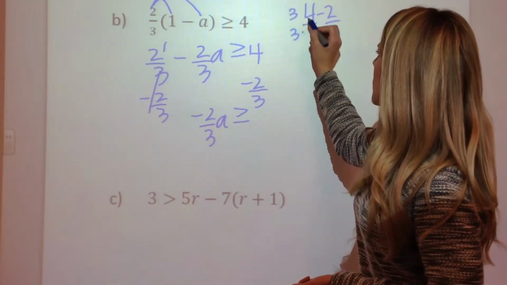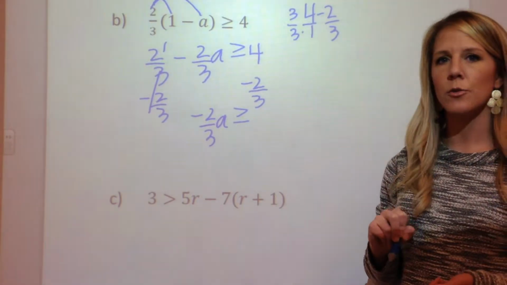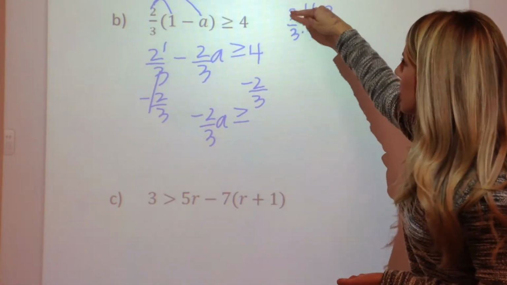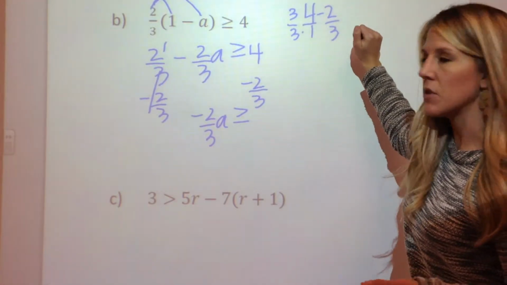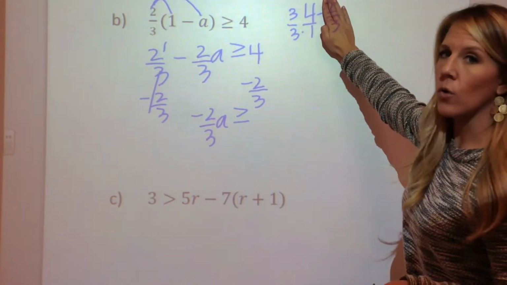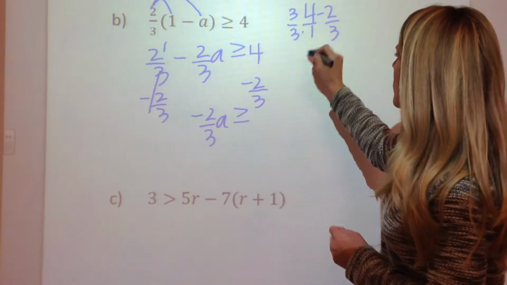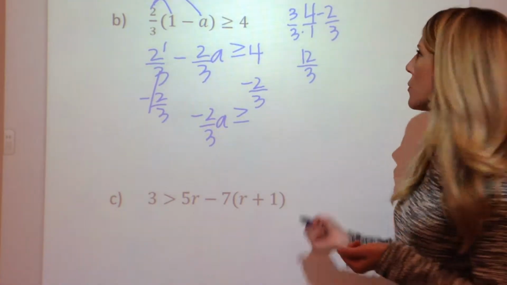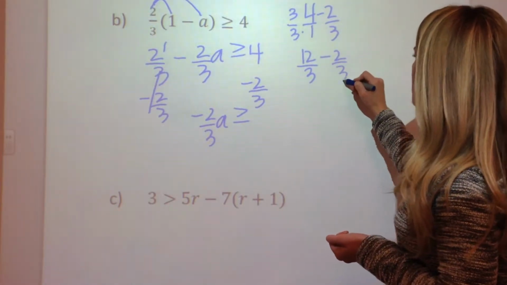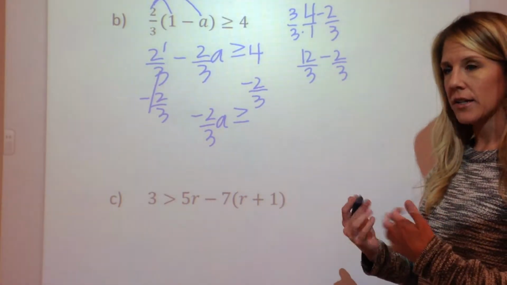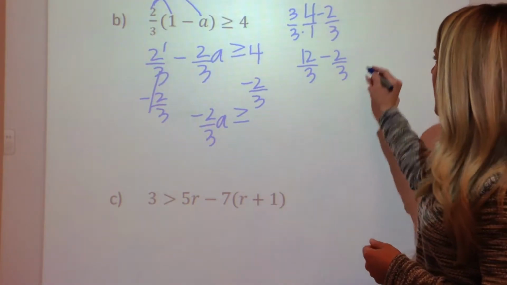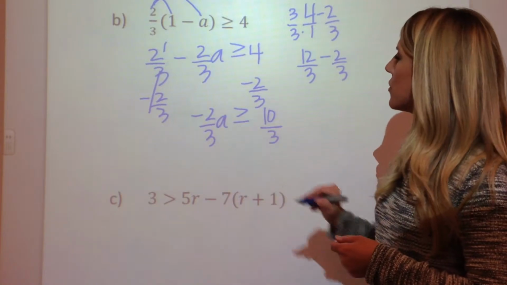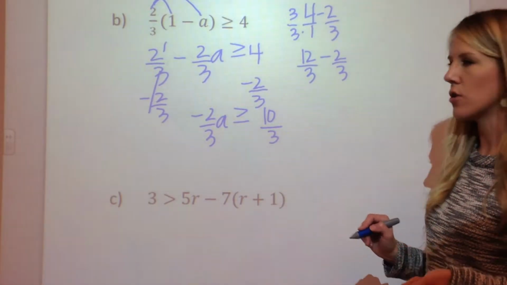So if I multiply the denominator by 3, I also have to multiply the numerator by 3. But keep in mind, I'm not changing the value of 4 because essentially I'm multiplying it by 1. 3 divided by 3 is the same as 1. So I'm just rewriting 4 as 12, 3 times 4, over 3 times 1, which we know 12 divided by 3 is 4, minus 2/3. But what that allows me to do now is actually subtract the numerators. 12 minus 2 is 10. So I get negative 2/3 a is greater than or equal to 10/3.